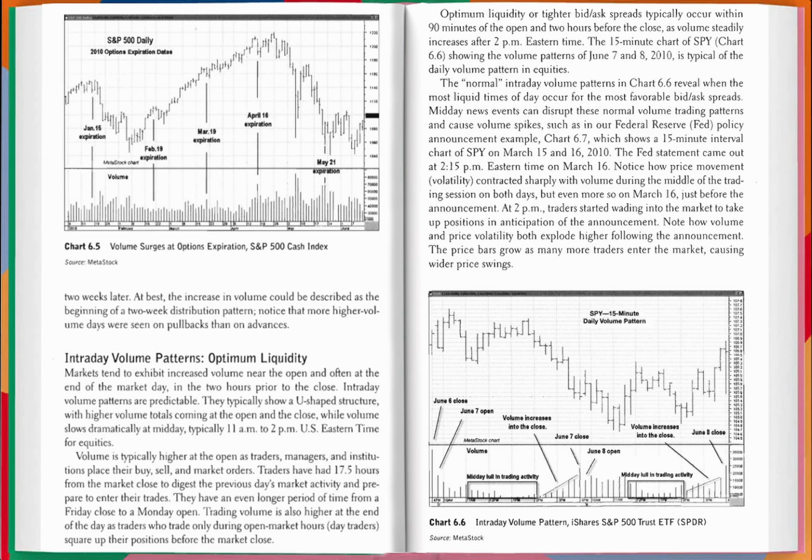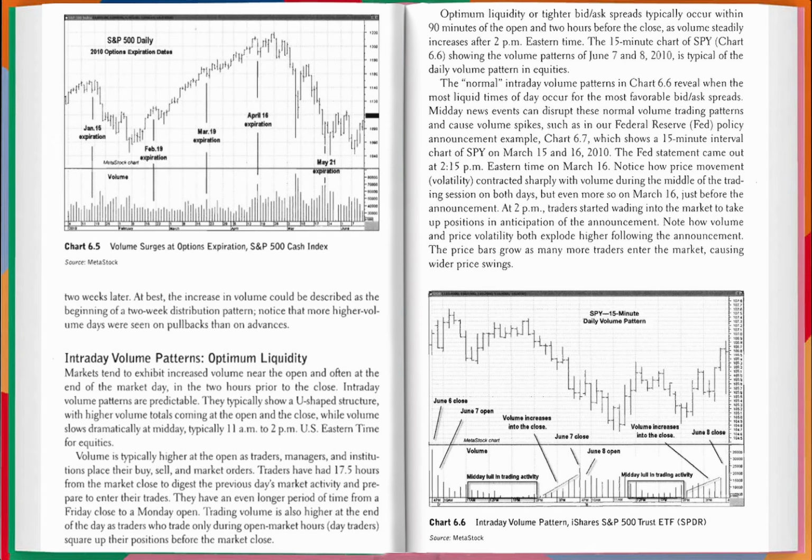Chart 6.7 shows a 15-minute interval chart of SPY on March 15 and 16, 2010. The Fed statement came out at 2:15 p.m. Eastern Time on March 16. Notice how price movement, volatility, contracted sharply with volume during the middle of the trading session on both days, but even more so on March 16, just before the announcement. At 2 p.m., traders started wading into the market to take up positions in anticipation of the announcement.